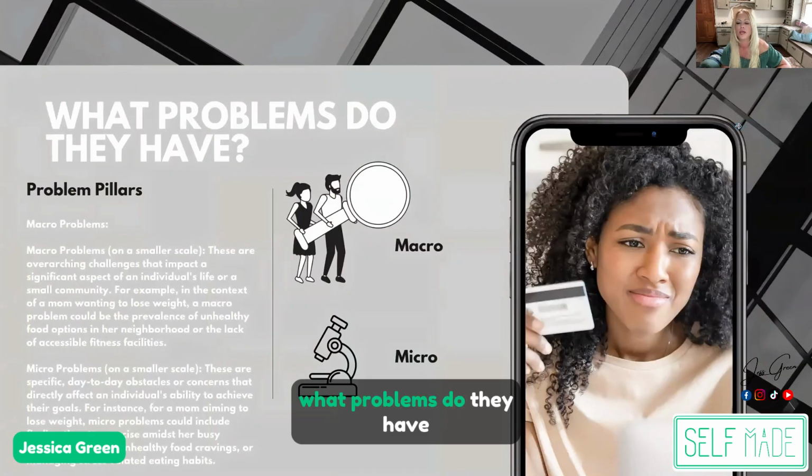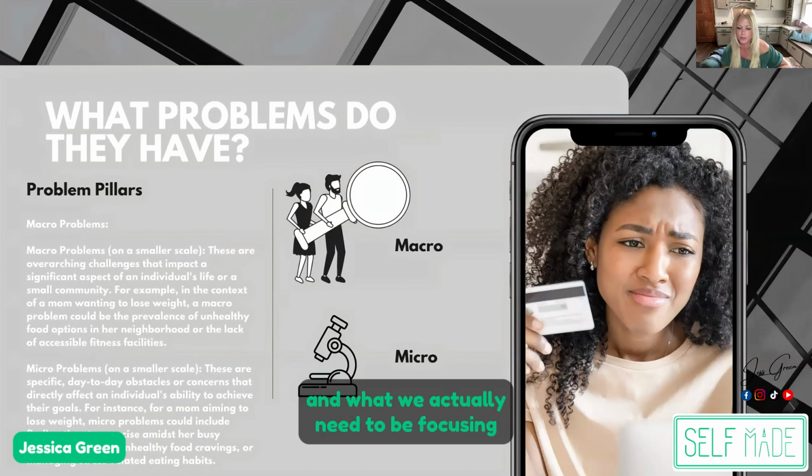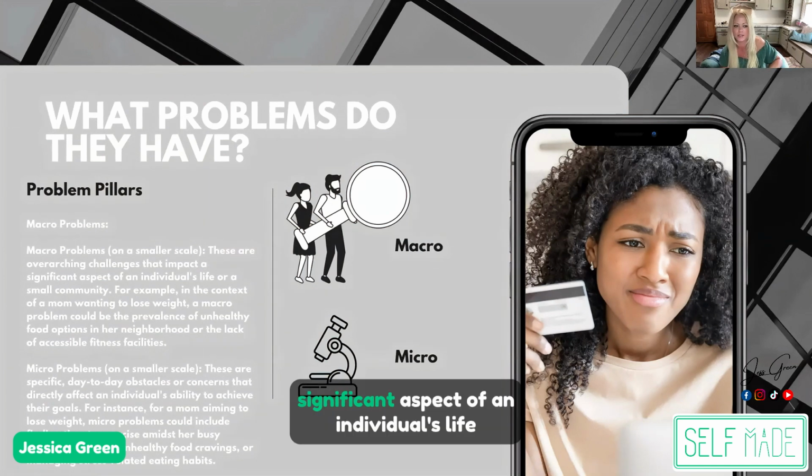What problems do they have? This is so important, okay? So sometimes we focus on the macro problems, the bigger things, and what we actually need to be focusing on is the micro problems. So I'm going to show you the difference. Macro problems are overarching challenges that impact a significant aspect of an individual's life or small community.